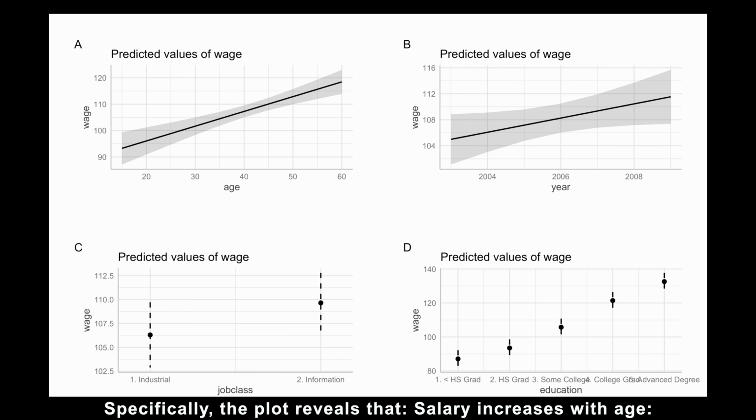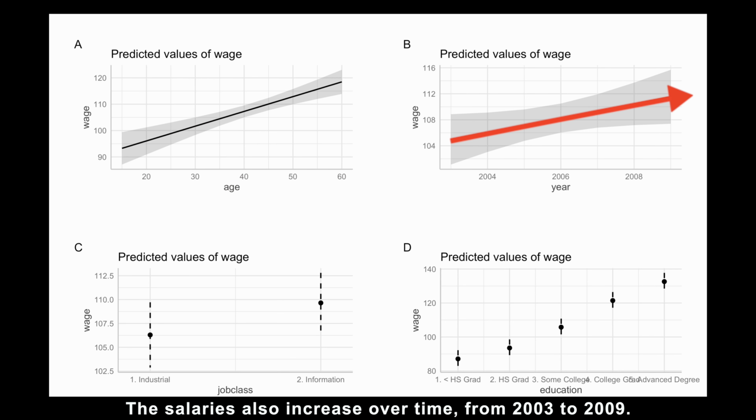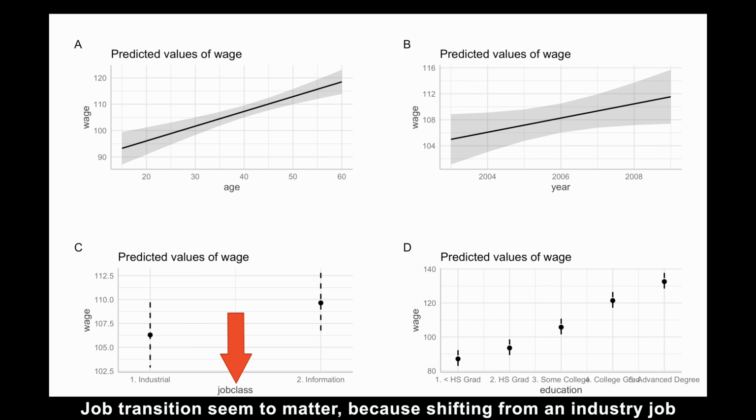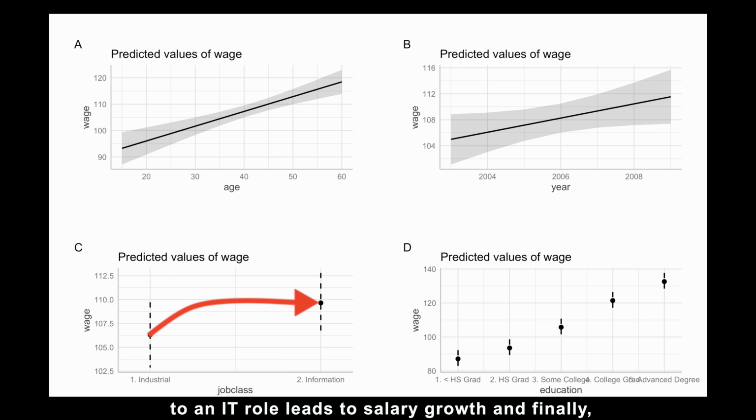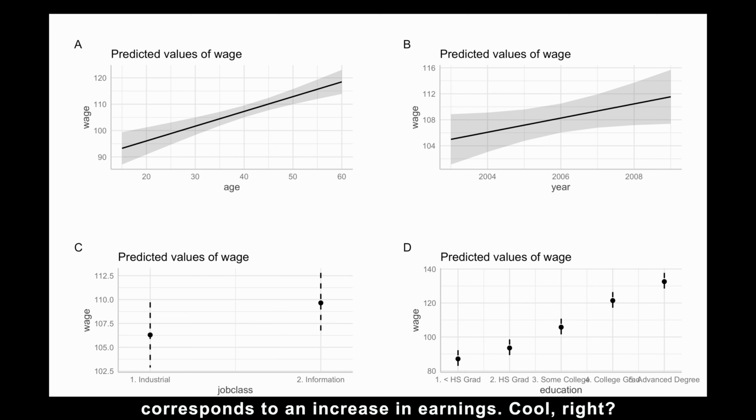Specifically, the plot reveals that salary increases with age. As individuals get older, their earnings tend to rise. The salaries also increase over time, from 2003 to 2009. Job transitions seem to matter because shifting from an industry job to an IT role leads to salary growth. And finally, education level matters a lot, since each step up in education corresponds to an increase in earnings.